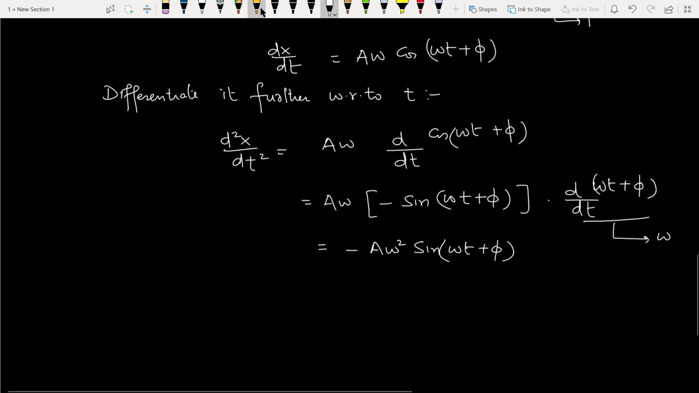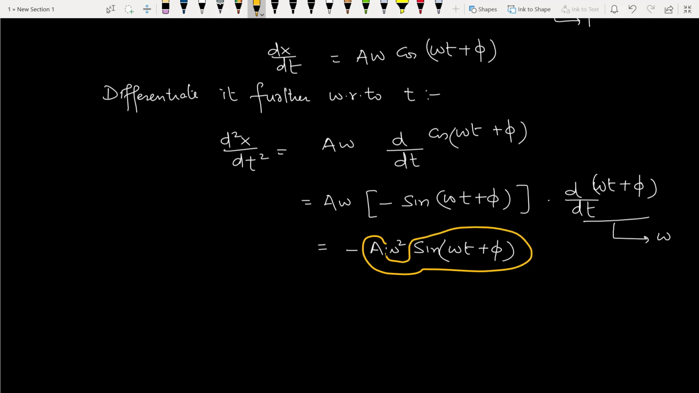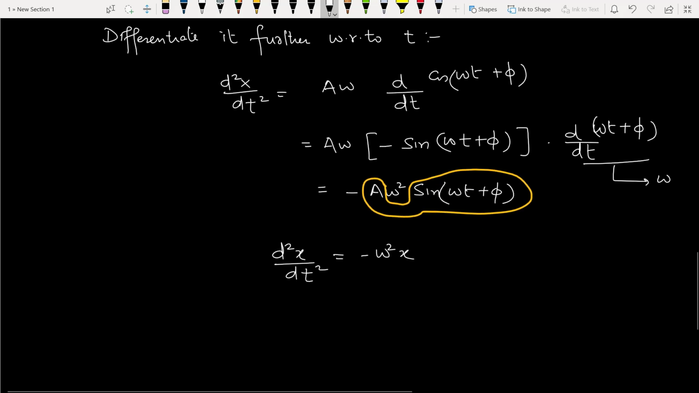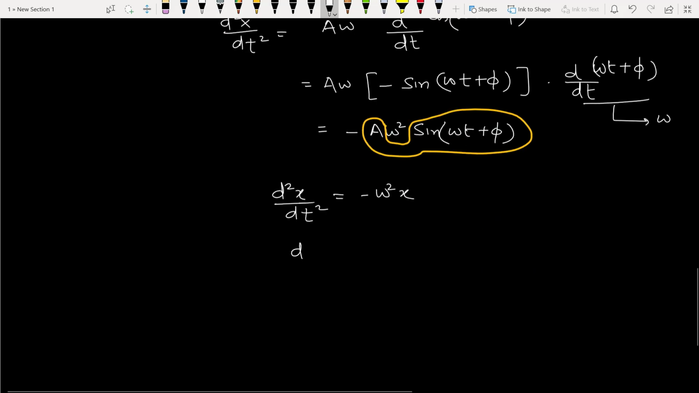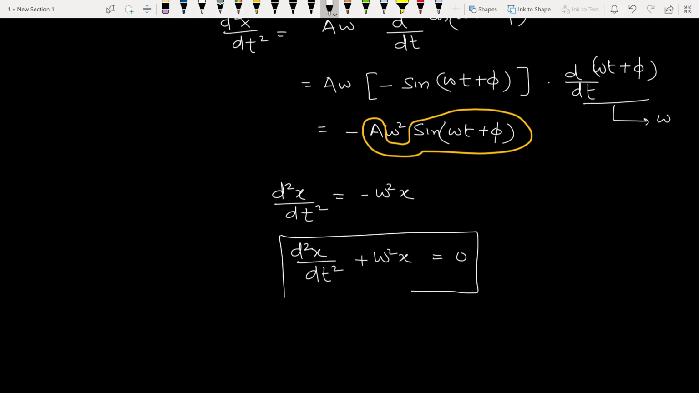And here, a sin(omega t plus phi) is x. So we can write it as minus omega square x, d2x upon dt2. Now it can be written like this: d2x by dt2 plus omega square x is 0. So it is called the differential equation of SHM.